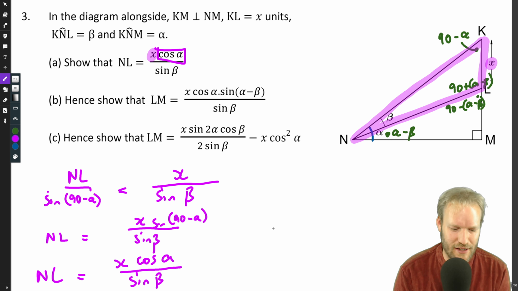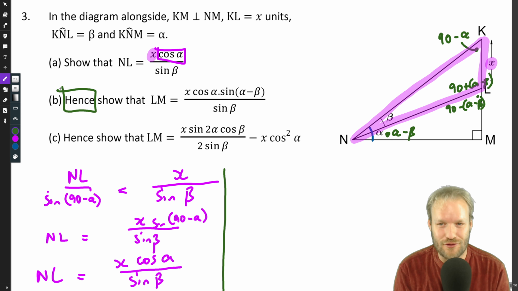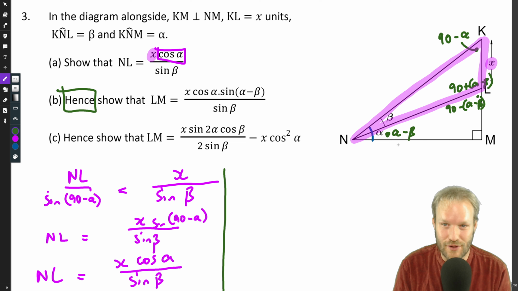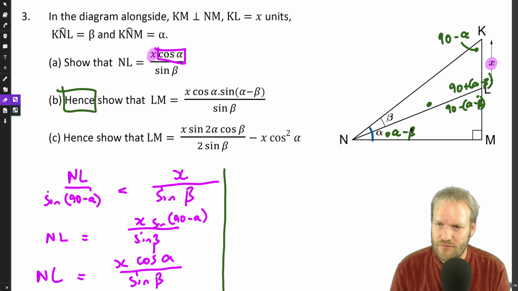That's part A done, and perhaps we'll use this in the next one. Oh, we definitely will use it in the next one because it says hence. So hence shows something. So now we've got what this side is as well, NL. I'm not going to write this mess in the diagram. I feel like the diagram is going to get too messy. So I'm just going to leave that and put a little dot there. It's my own indication that I know what NL is, so we can sub it in next.